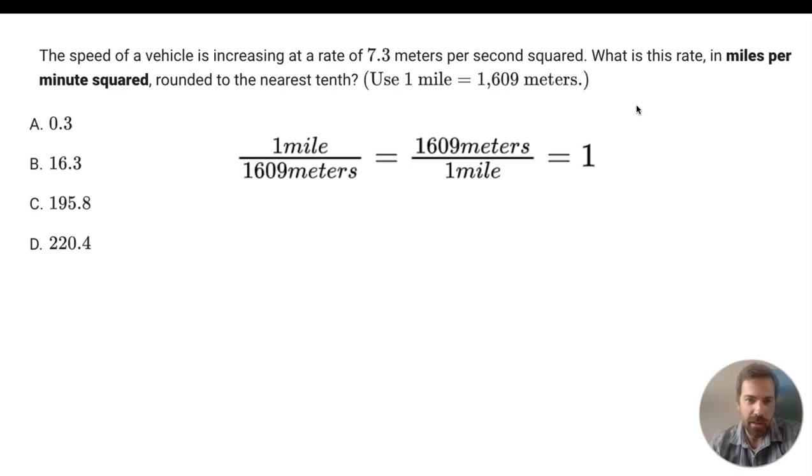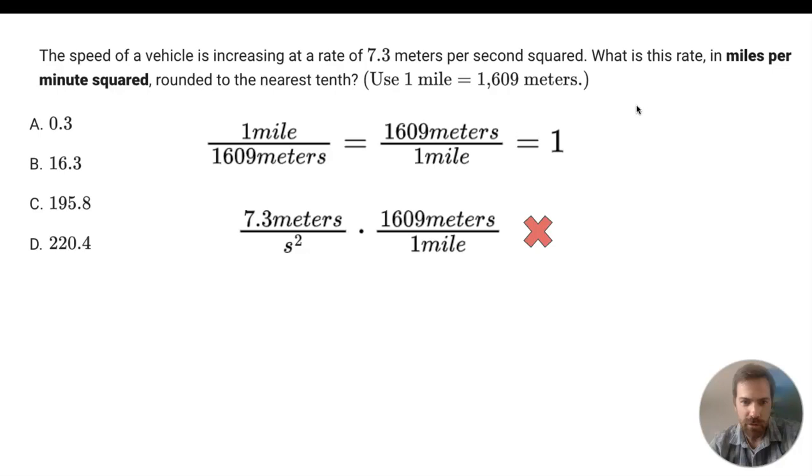So we can multiply our 7.3 by 1 without changing it, right? You can multiply any number by 1 without changing that number. So which one do we want to multiply, 1 over 1609 or 1609 over 1? Let's see. Ultimately what we're trying to do is get to miles per minute squared. So we want to get rid of meters in the equation, and we want to introduce miles to it, right?